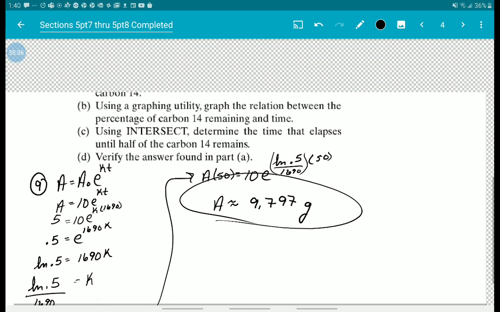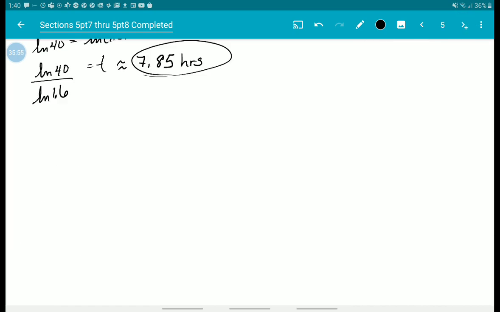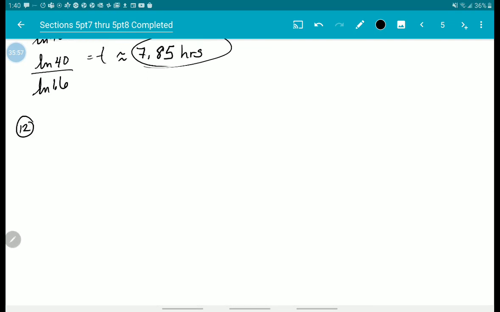Let's look at that last problem. We have a fossilized leaf that contains 70% of its normal amount of carbon-14. We want to know how old the fossil is going to be, and we're going to use 5,700 years as a half-life. So let's look at this one. This is number 12. We know we're using this formula. So we know the half-life is 5,700.